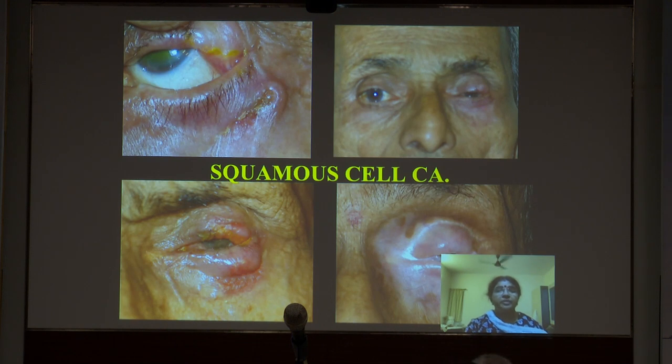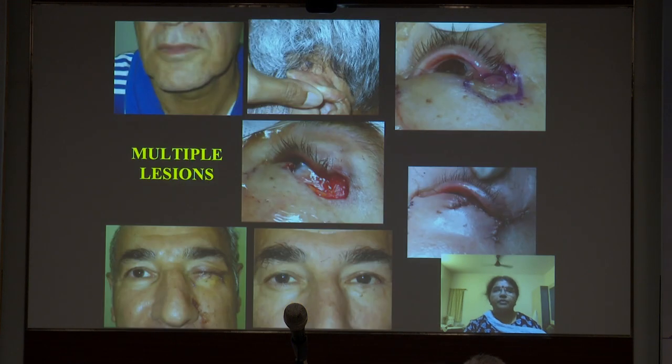A squamous cell carcinoma, again, we should do a precise, complete cut. And this was again a recurrence where it was extending a bit deep, but he didn't want exenteration. So in this case, brachytherapy was done. And though it was not at all cosmetically acceptable, this was what the patient wanted. He didn't want exenteration or removal of the eye. And he did well, at least from the tumor part of it.